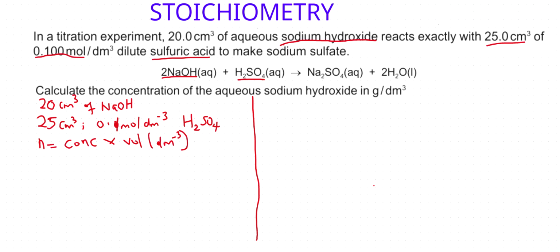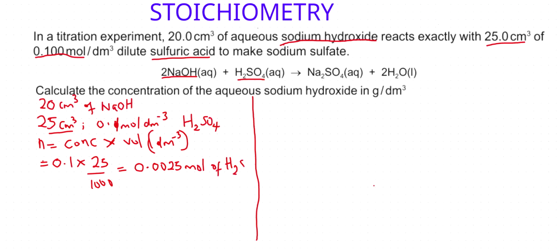So now take note. The volume that we're given here is in cm³, so we need to convert that to dm³. And how do we do that? We just divide the volume that we're given in cm³ by 1000. So our concentration here is 0.1 multiplied by the volume that we're given, that's 25, divided by 1000. That's to convert it to dm³. And our answer is 0.0025 mole.